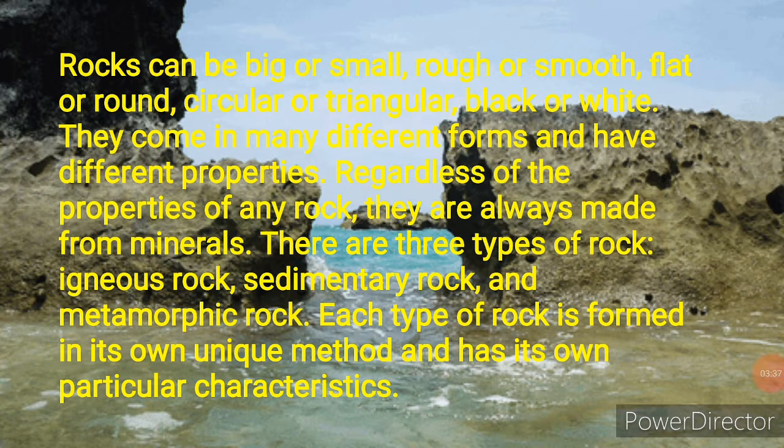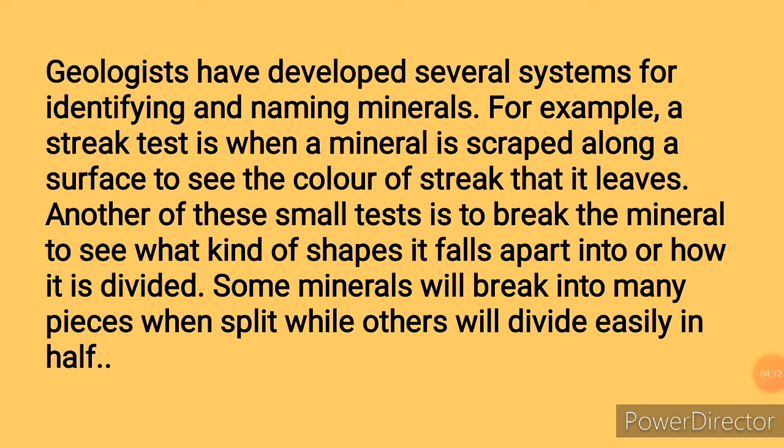Because of these facts, all the rocks that are formed are classified into three types. The first one is igneous rock, the second one is sedimentary rock, and the third one is metamorphic rock. I say it again. The first one is igneous rock, say it. The second one is sedimentary rock, say it. And the third one is metamorphic rock. Now, each type of rock is formed in its own unique method and has its own particular characteristics or behavior.